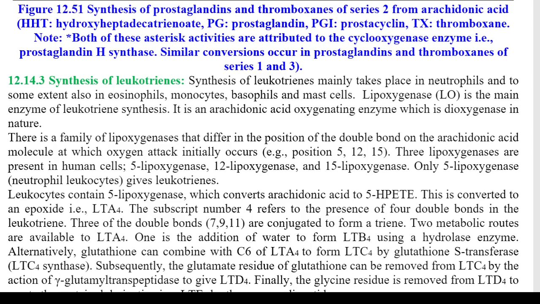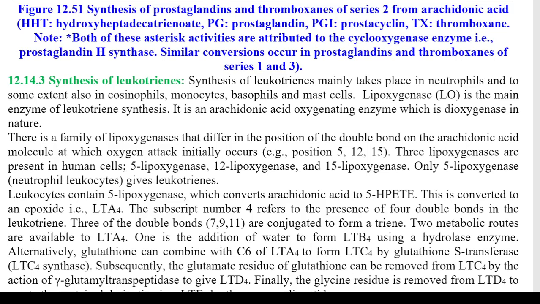Leukocytes contain 5 lipoxygenase, which converts arachidonic acid to 5-HPETE. This is converted to an epoxide i.e., LTA4. The subscript number 4 refers to the presence of 4 double bonds in the leukotriene. 3 of the double bonds, 7, 9, 11, are conjugated to form a triene. 2 metabolic routes are available to LTA4. One is the addition of water to form LTB4 using a hydrolase enzyme.